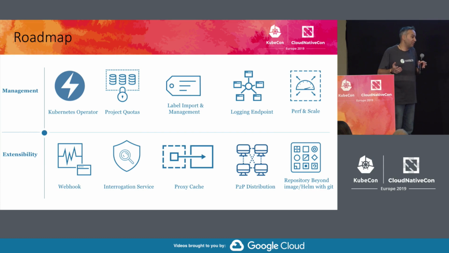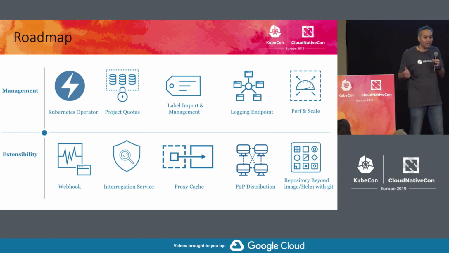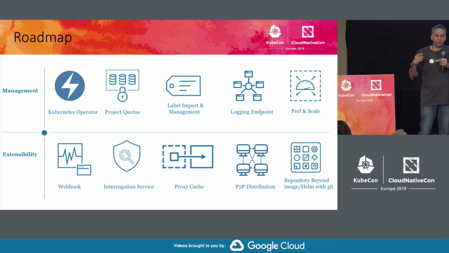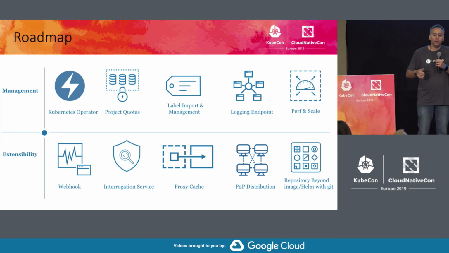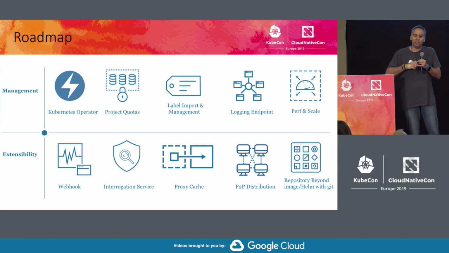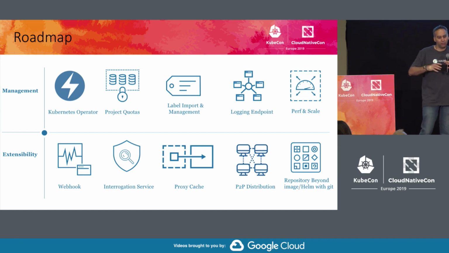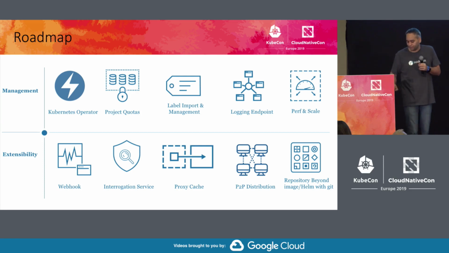And the last part is performance and scale. That's something that we've always been addressing, and we'll continue to improve in Harbor. We're making stability fixes, performance and scale improvements, so you can have more container images in Harbor. You'll be able to pull and push more container images, and we'll be able to scale out your architecture.